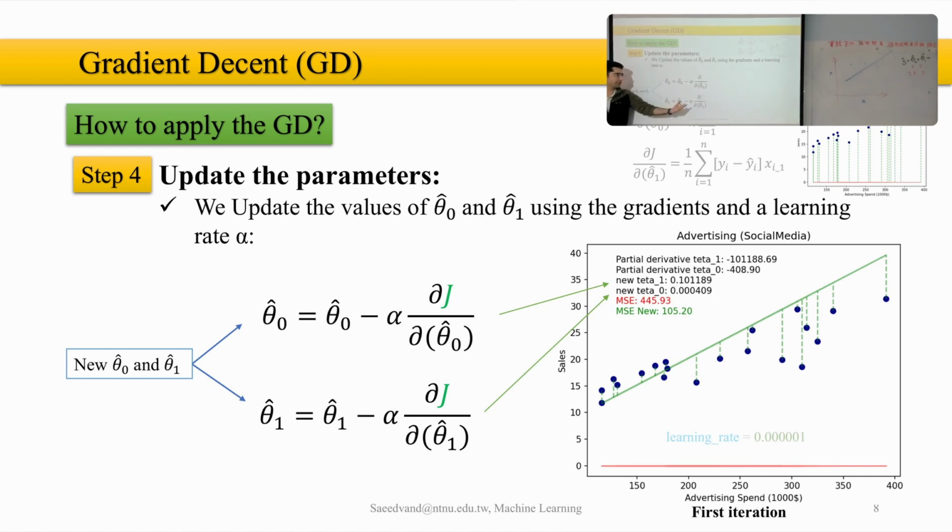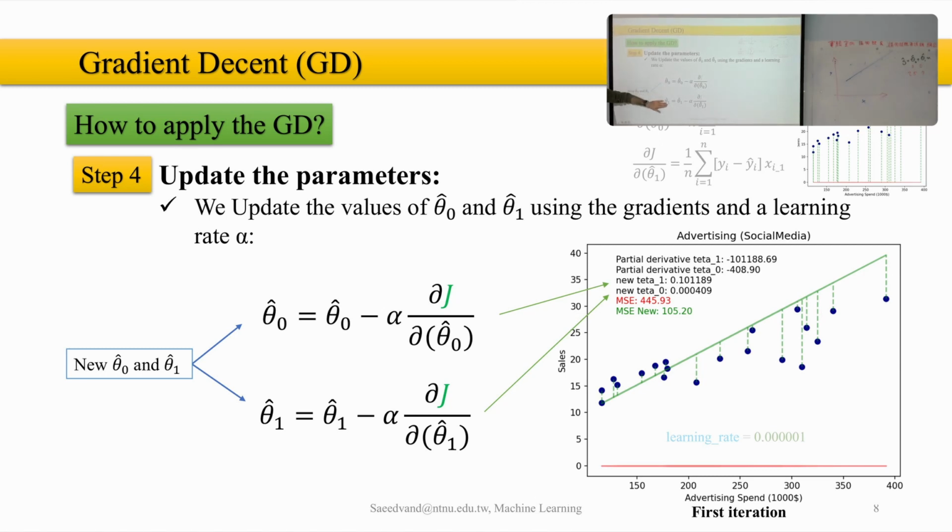The same process for theta hat 1. I calculate the gradient times the learning rate, how fast I want to change toward that direction. So the gradient gives me the change direction, and the learning rate gives me how fast I want to change in that direction, and then I update my theta hat 1.